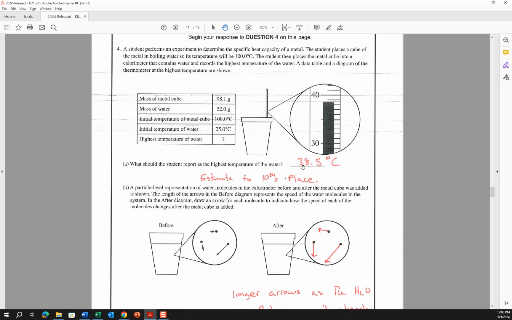Make sure you include your units. Don't just say 38.5. Say 38.5 degrees Celsius. I'm not sure if they take off if you didn't put degrees Celsius though. The main thing is making sure you have that estimated digit. All right.